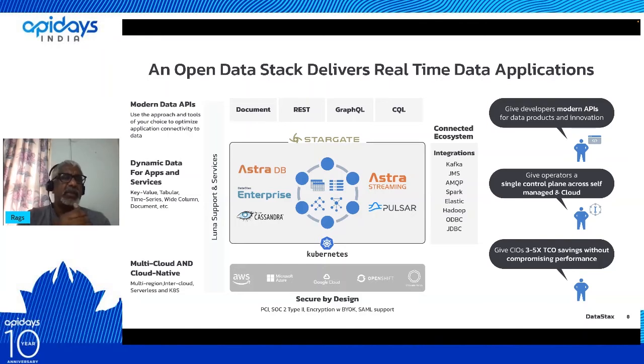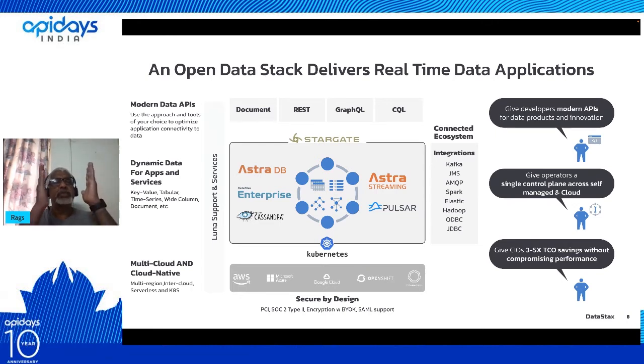So it's modern data APIs, dynamic data for apps and services. You can do key value, you can do tabular, you can do time series, you can do wide column, and so on. Cool thing, it's multi-cloud and cloud native, right? That's exactly what we want. And there are a number of ecosystem connection integrations that we worked on. The APIs are there, and I think that's not complete either. The document API, the REST API, the GraphQL API, the SQL, and you can also use gRPC.